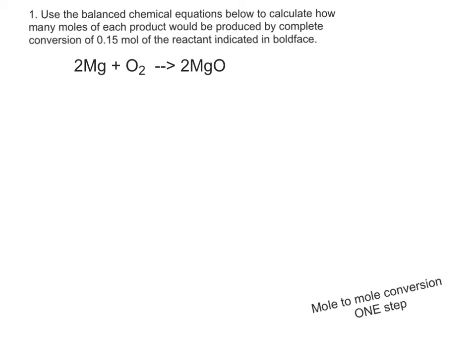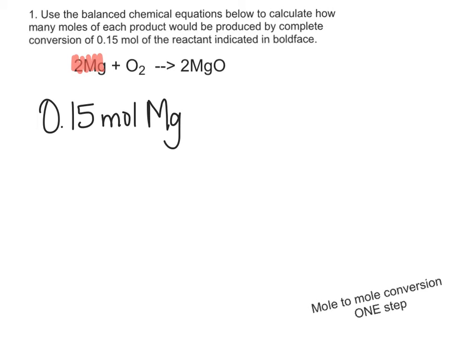So let's take a look at number 1 here. It says here, use the balanced chemical equations below to calculate how many moles of each product would be produced by complete conversion of 0.15 moles of the reactant indicated in boldface. So basically all it's saying is that we're starting with 0.15 moles of the reactant that's in bold. So for our case here, the reactant that's in bold is magnesium. So we're going to start with 0.15 moles of magnesium.